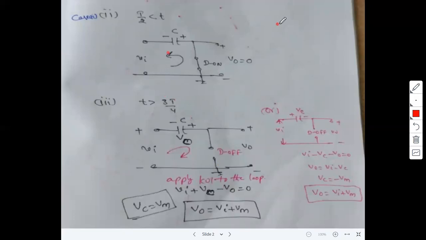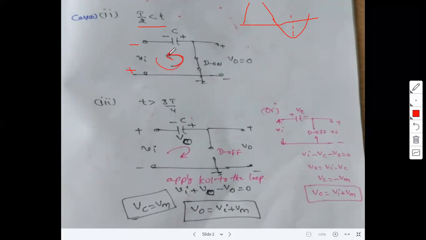Now during the negative cycle, up to the first quarter cycle, that is, t greater than T by 2. Here it is negative. Now the diode D is on. Why? Because this is the path here; this is the plus direction and this is the minus direction.